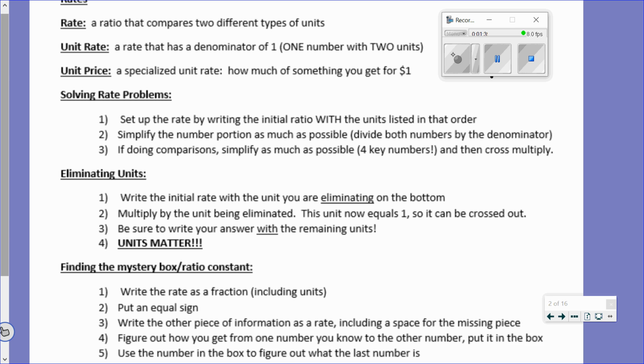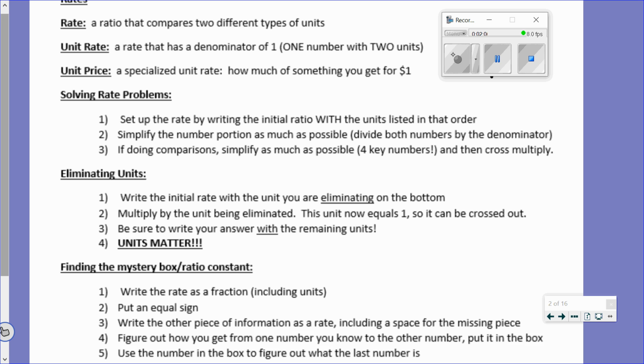The other special rate we're going to talk about is a unit price. A unit price is basically a specialized unit rate that deals specifically with money. So it's how much of something can I get for $1. So in other words, the dollar is going to be in my denominator. It would be like so many pounds per dollar, so many units per dollar. That's what we're going to talk about on that one. That's a unit price.